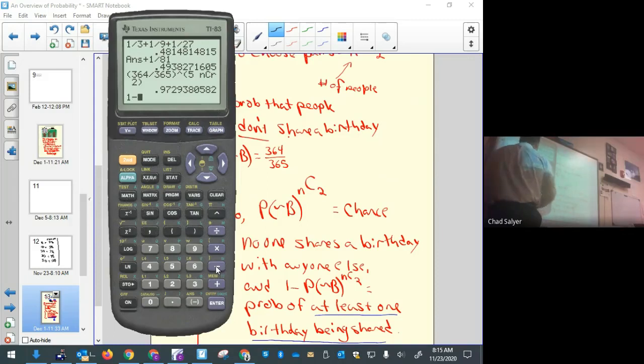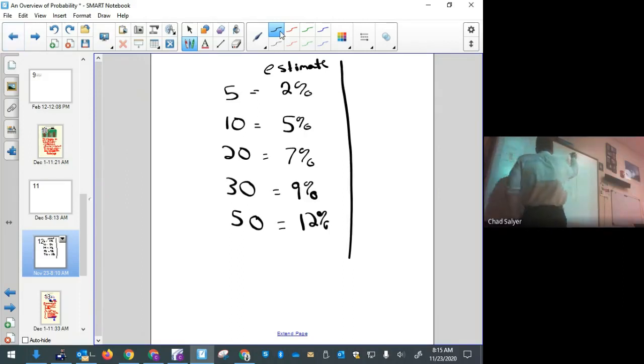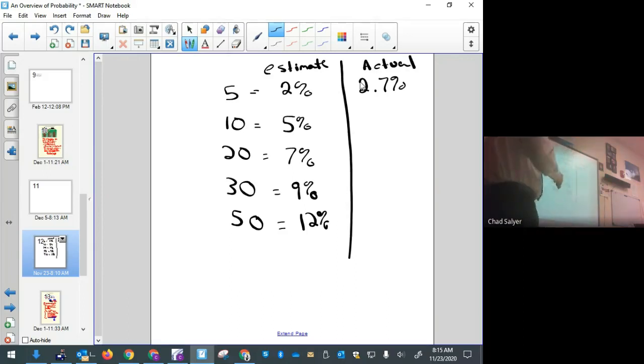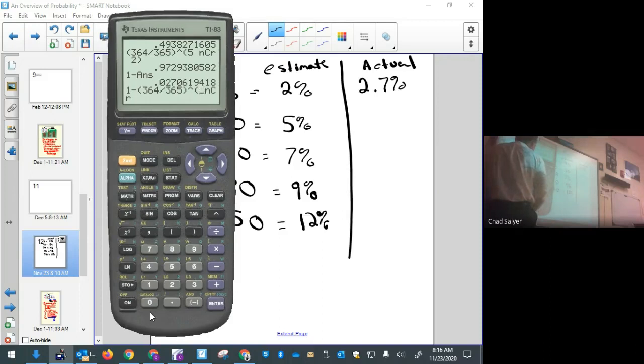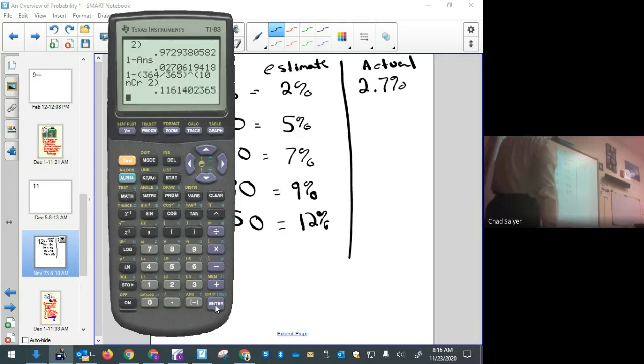So 1 minus that amount is about 0.02, or just about 3%. So gosh, you guys were close. Great guess on that. Let's try it with 10. So 1 minus, excuse me, 364 over 365 to the, I need to insert my number before that. I believe that's right. So that's about 11.6%, so much higher than we thought.